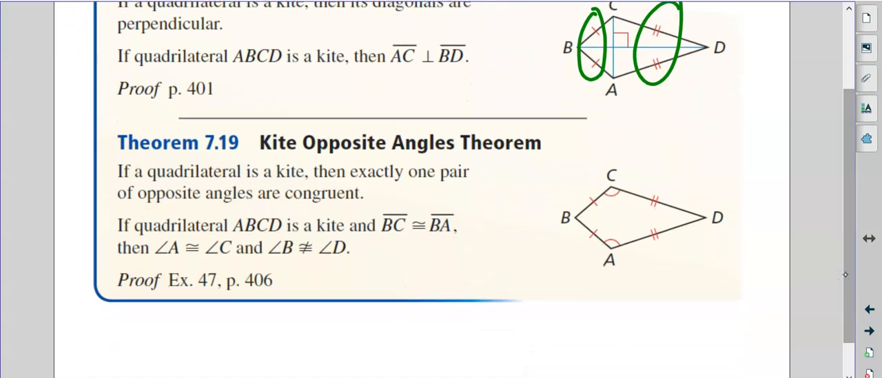And then the opposite angles theorem. If a quadrilateral is a kite, then exactly one pair of opposite angles are congruent. So these two, kind of like where the long sides and the short sides meet, those two angles are congruent. B and D are not.